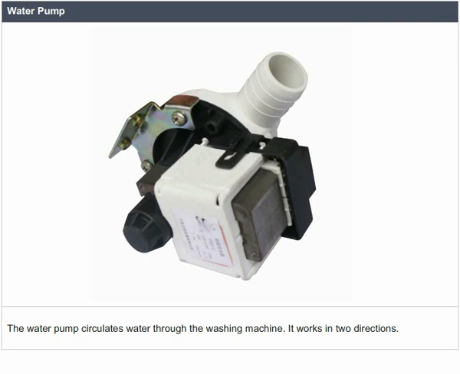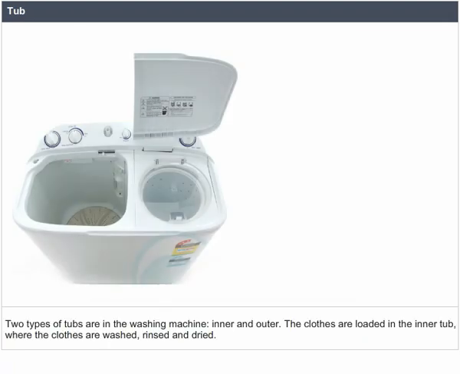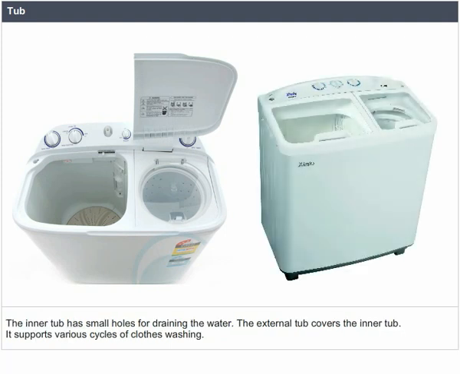Water pump. The water pump circulates water through the washing machine. It works in two directions. It recirculates the water during the wash cycle. It drains the water during the spin cycle. Tub. Two types of tubs are in the washing machine, inner and outer. The clothes are loaded in the inner tub where the clothes are washed, rinsed and dried. The inner tub has small holes for draining the water. The external tub covers the inner tub. It supports various cycles of clothes washing.